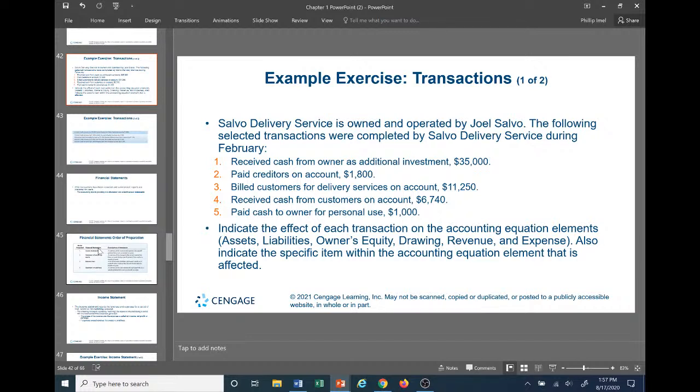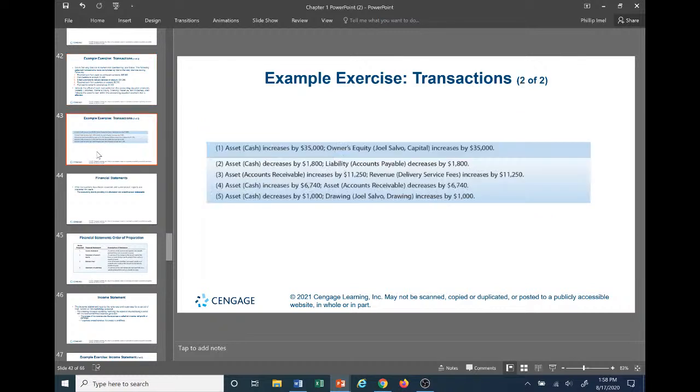So let's look here. Received cash from an owner as additional investment of $35,000. So let's think about what the net effect of that is going to be. We've got the answers on the next slide, but let's just think about it for a minute. If we receive cash from an owner as an additional investment of $35,000, obviously, if we're receiving cash, the asset of cash is going to increase. So assets going up. But also, the equity is going to have to go up because it's an additional investment.